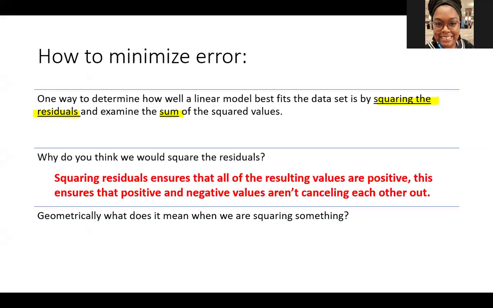The main reason we square it is so that all values are positive. Squaring the residuals ensures that all of our values are positive. You can paraphrase that however you want. This helps so that when we are finding the sum, nothing gets canceled out, because if everything is positive, there's no chance of having opposite values canceling things out.